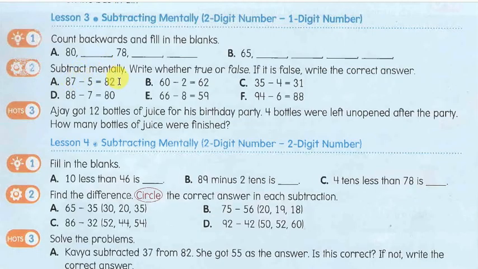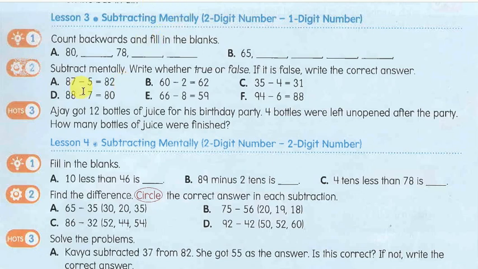Question number 2. Subtract mentally. Mentally you have to do the subtraction. I already told how to do mentally. Write whether true or false. If it is false, means if the answer is false, then you have to write the correct answer. Now first one, 87 minus 5 is equal to 82. Check whether it is true or false. If it is true, just write here true. If it is false, then you write the correct answer there.